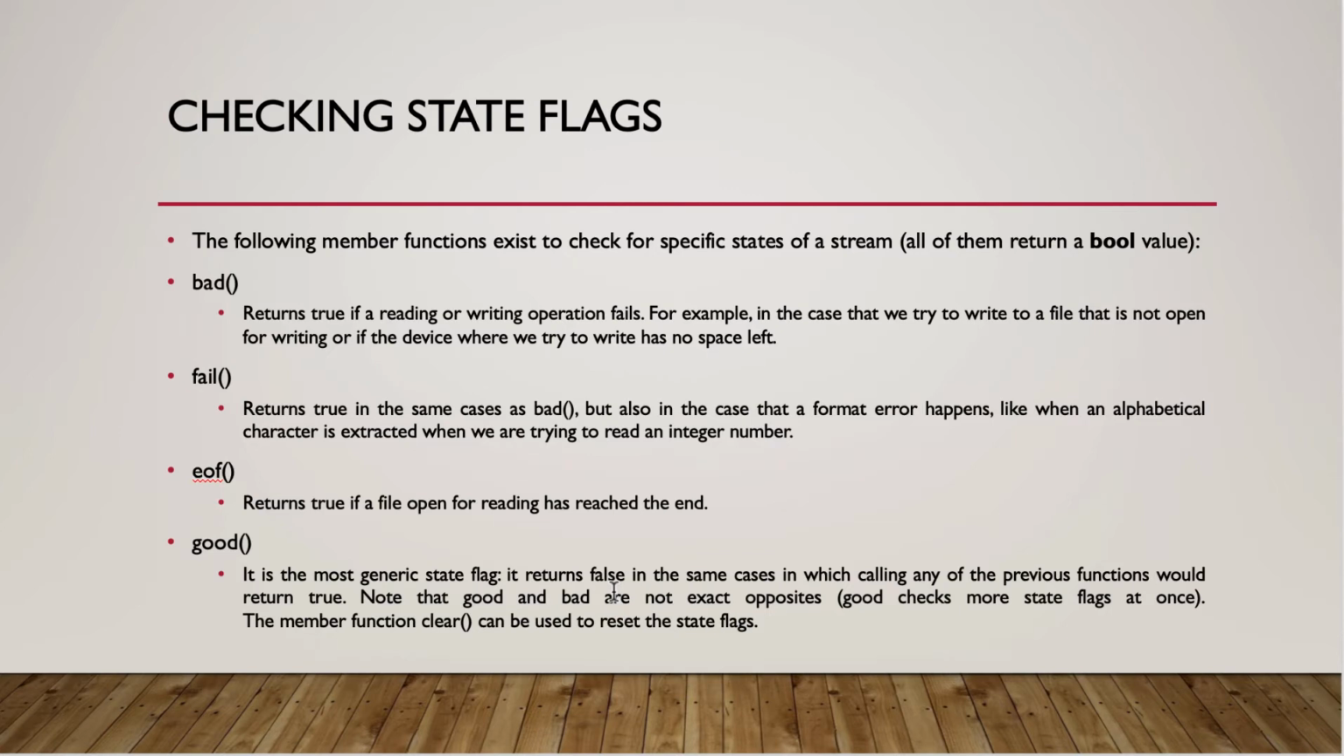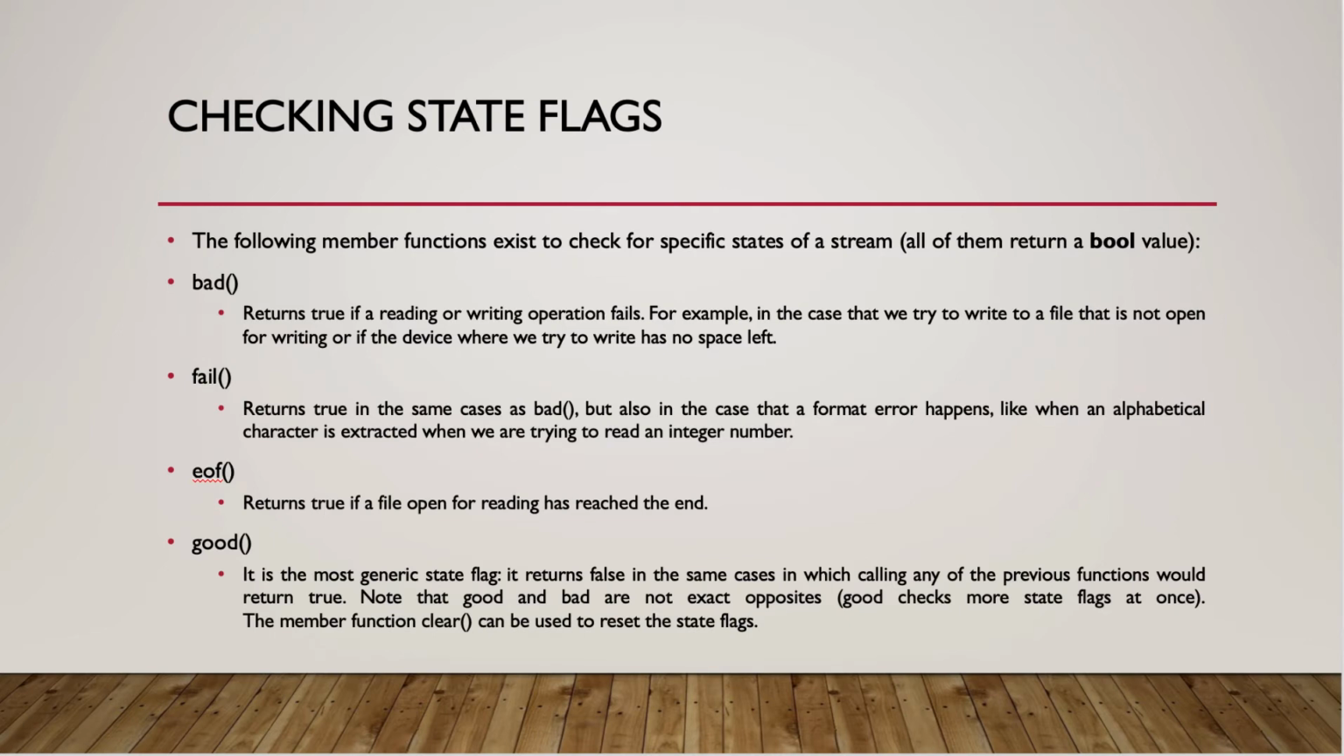And then good, it's the most generic state flag that returns false in some cases, in which calling any of the previous functions would return true. Note that good and bad are not the exact opposites. Good checks more state flags at once, and the member function clear, the final one, is actually used to reset the flag. So if you want to reset the flag, you can always use the member function clear and go from there. And using them is very easy.